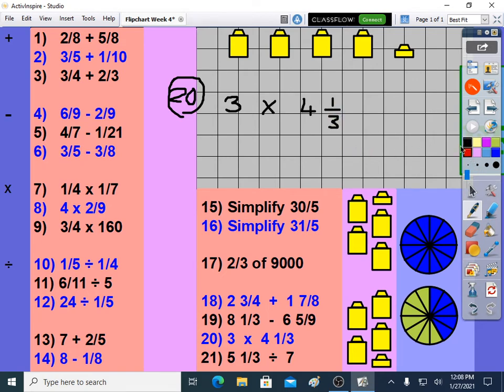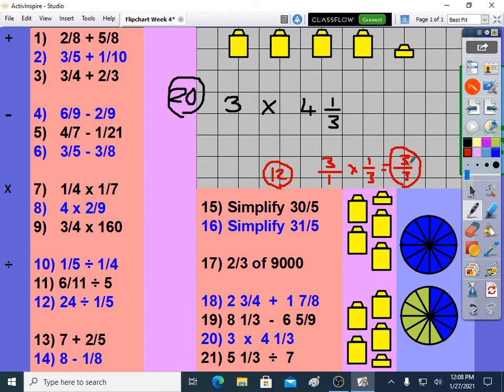So what I would do here is I would do times the big numbers. 3 times 4 is 12. Just noting that down, okay? It's not a question number, it's just me noting it down. So I did 3 times 4, that was 12. Then I've just got to do 3 times a third. To do 3 times a third, you can do 3 whole ones times a third, and you get 3 thirds.